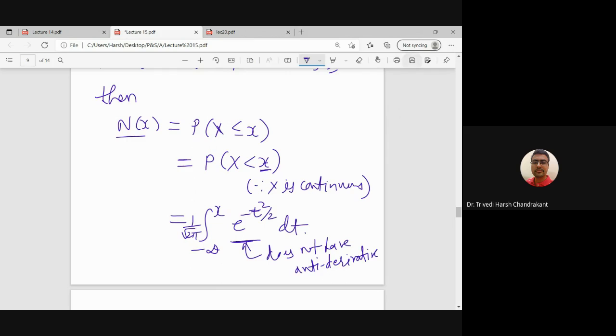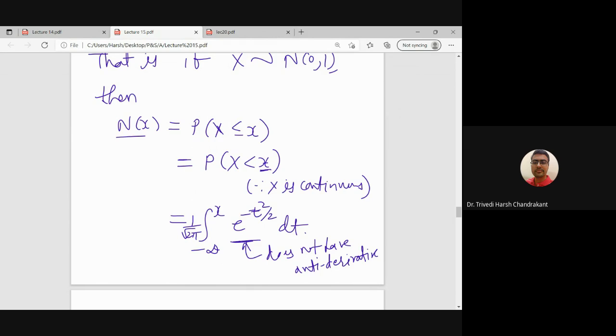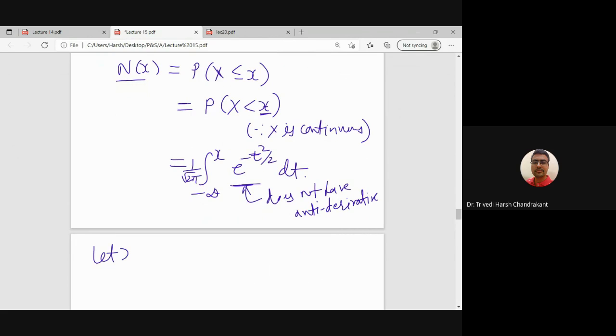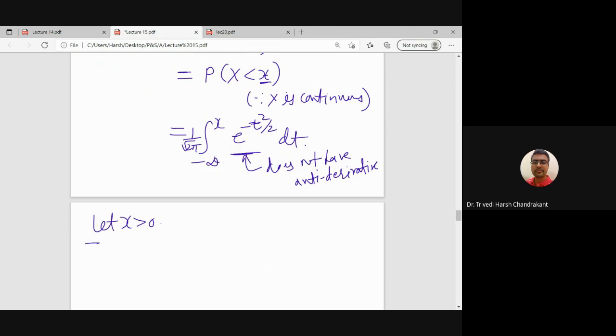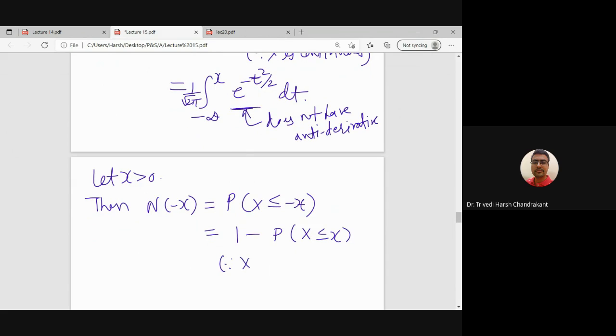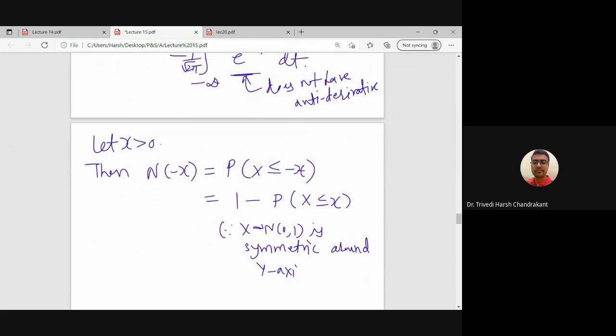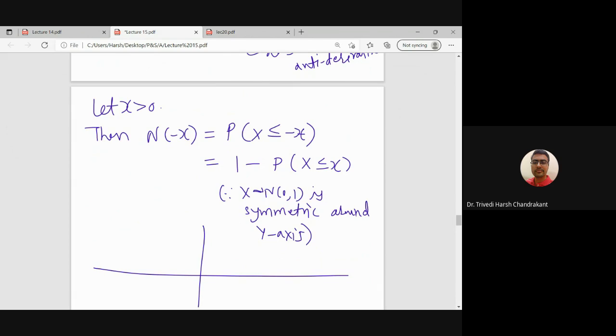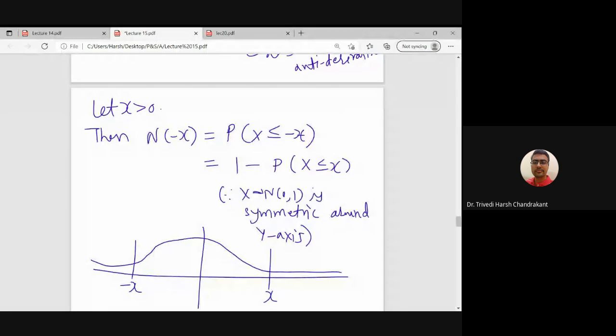Again, the standard normal distribution function is symmetric around the y-axis. So if you take any positive real number x, then N(minus x) is essentially the probability of X less than or equal to minus x, by the definition of CDF, and that is essentially 1 minus the probability of X less than or equal to x, because it is symmetric around the y-axis. So the integral between minus x and x, the total is 1.